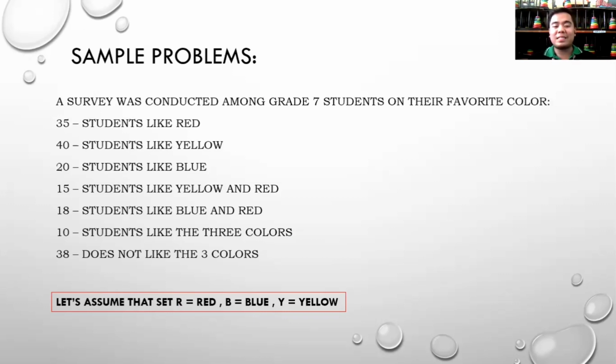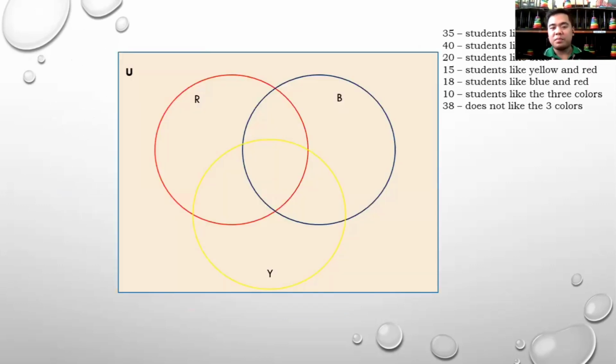So, let's assume that set R is red, set B is blue, and set Y is yellow. Sir, pwede bang set A, set B? Yes, pwede. Pero mas comfortable pag yung beginning ng letter ang gagamitin. Okay? So, kinukulayan ko pa. Set R is red. So, naka-red siya. Set B is blue and set Y is yellow.